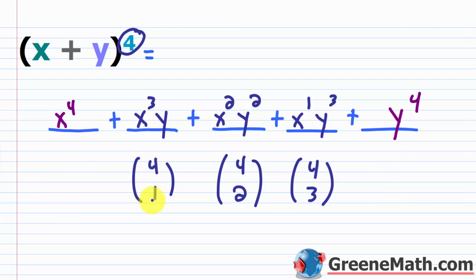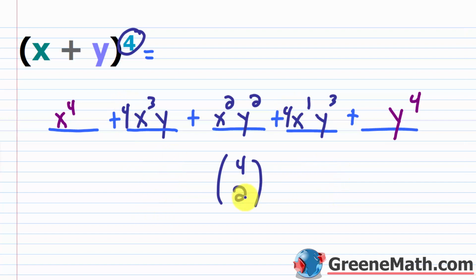If you do 4 choose 1, you're going to get 4. And if you do 4 choose 3, you're going to get 4. So I get a 4 here and here. And we can erase this. If you do 4 choose 2, you're going to get 6. Okay, so you do this there.